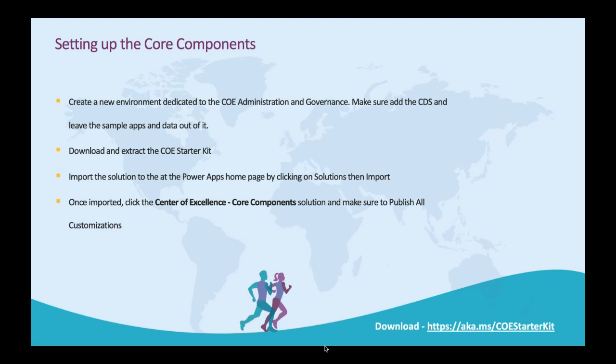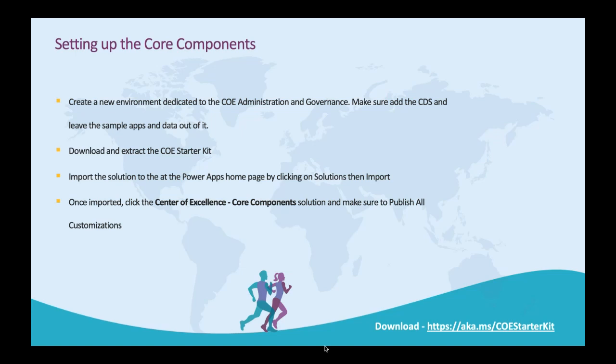So the first thing you want to do, some key points in this, is you want to create a new environment dedicated to this tool. This environment has no other purpose except run this tool. Make sure that when you create the environment, you add the CDS and you leave the sample apps and the data out of it. So once you do that, you create your environment. You can secure it the way you want to, whether you have an Azure AD security group that you put people into that can manage that environment. Download and extract the COE Starter Kit.